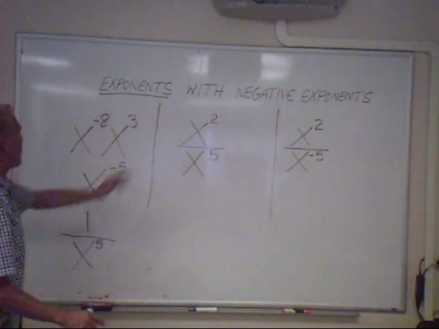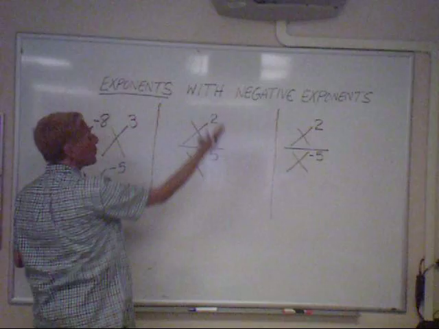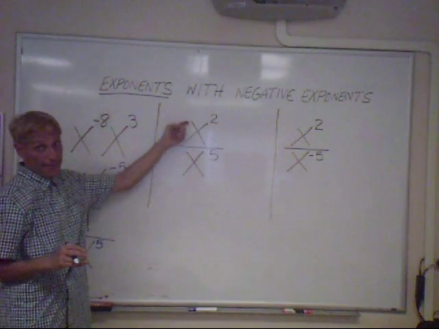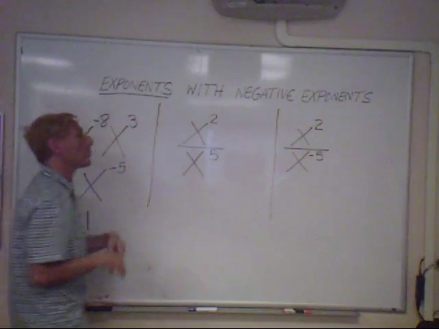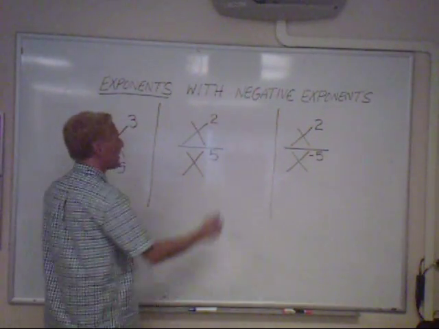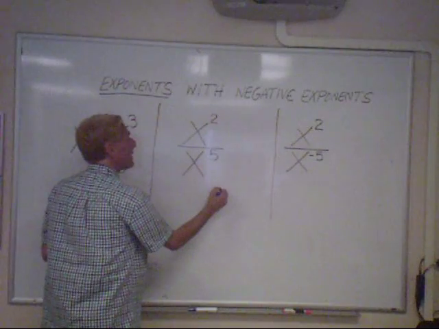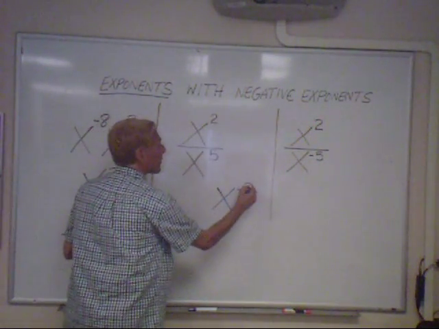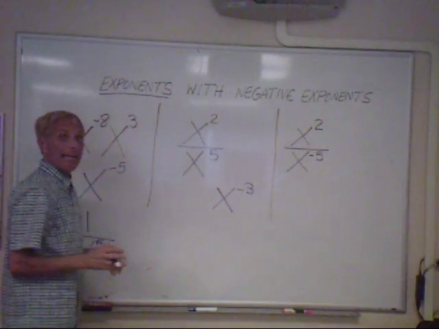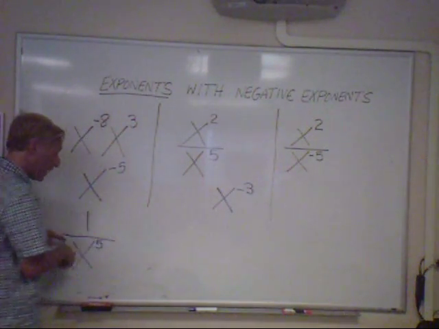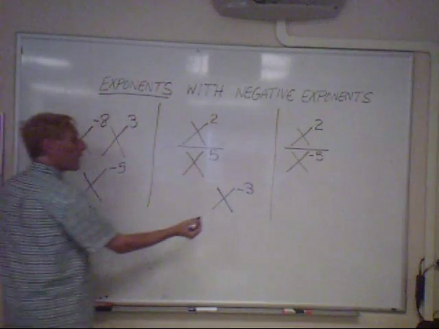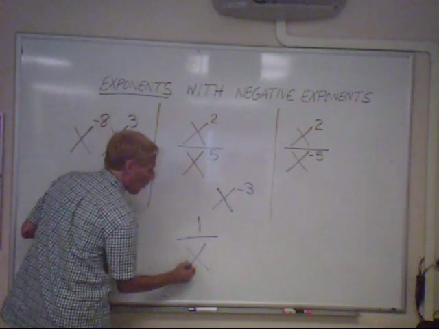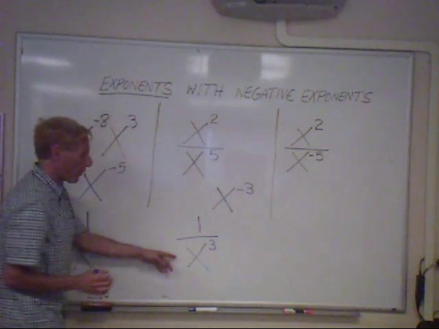Let's look at the next one. I have 2 and 5. When I divide exponents, and this is division, one on top of the other, I subtract. 2 take away 5 is negative 3, because I'm subtracting more than I had. So again, I have x to the negative 3, and just like over here, if I'm asked to put that in positive exponent form, it would be 1 over x to the third.